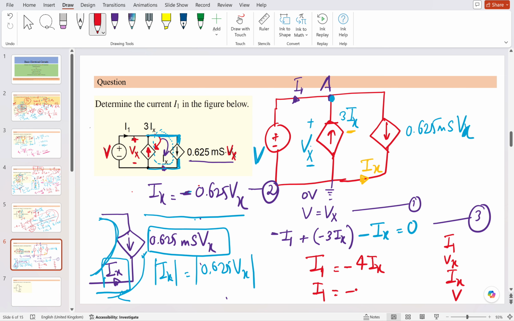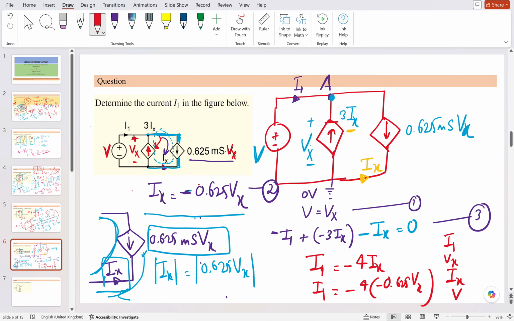I1 is equal to minus 462.5 Vx. 4 times 0.625 will come out to be 6.4 times Vx. Okay, I think it's required in the Vx term only. So 4 times Ix is 0.625 multiplied by 4, that is 2.5. Sorry, so it's 2.5 times Vx. Okay. So in the Vx terms only the result is required.